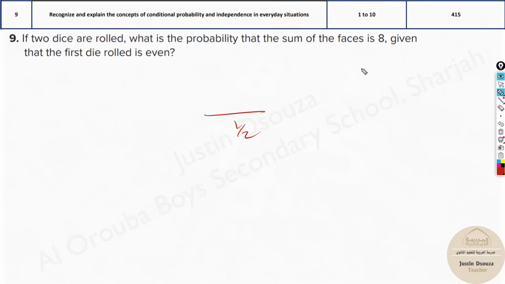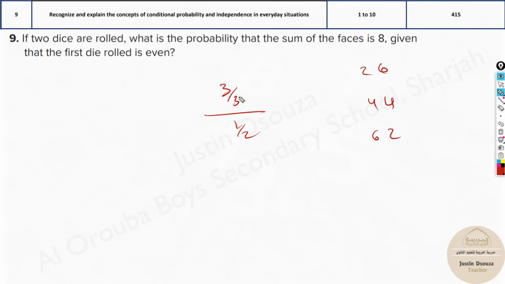So let's write the even numbers: 2, 4, 6. These are the only three possible first dice, right? Because we can't have 1, 3, 5. It should be even. Now here you can have 2 and 6, which make 8. 4 and 4 make 8. 6 and 2 make 8. Are there any other possibilities? No, because you need an even number on the first die and the sum must be 8. So there are only 3 possibilities.